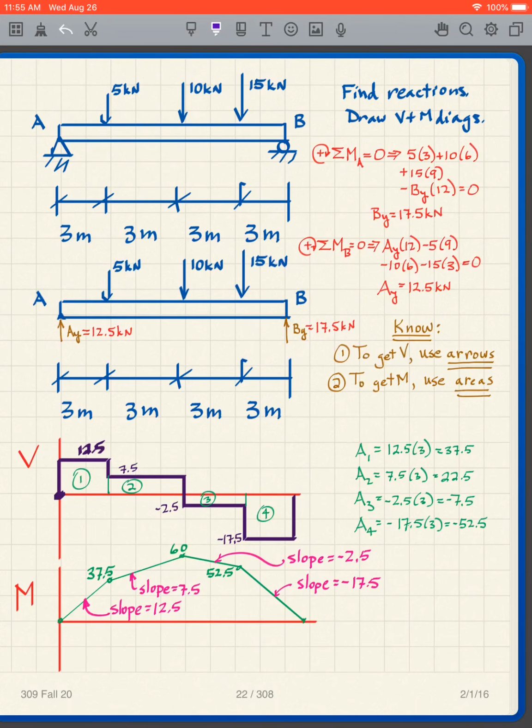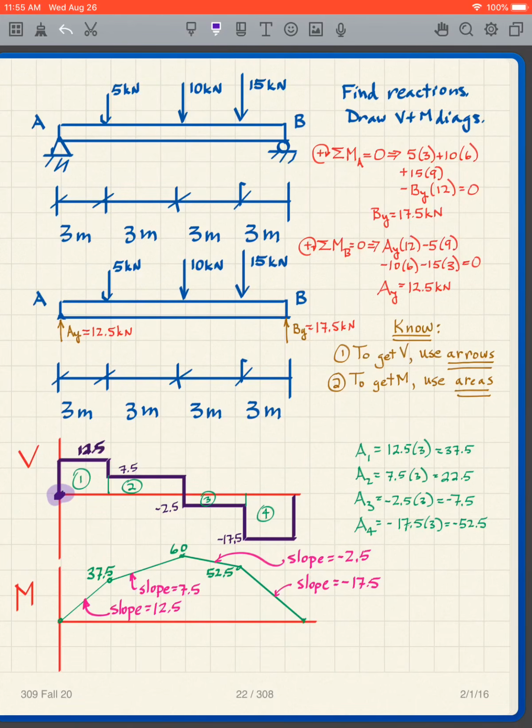And now I'm going to draw the shear and bending moment diagrams. If you remember, to get the shear diagram, we're going to use the arrows. To get the moment diagram, we're going to use the areas. So let's start with the shear diagram. You can see I have all these arrows here. Okay, so we're going to use those.